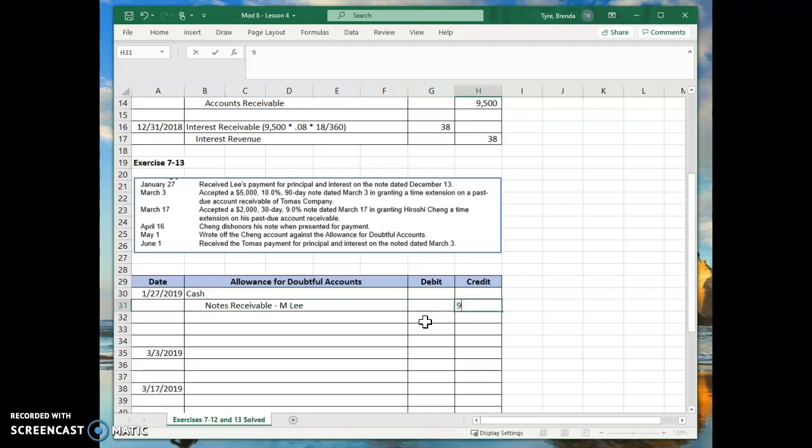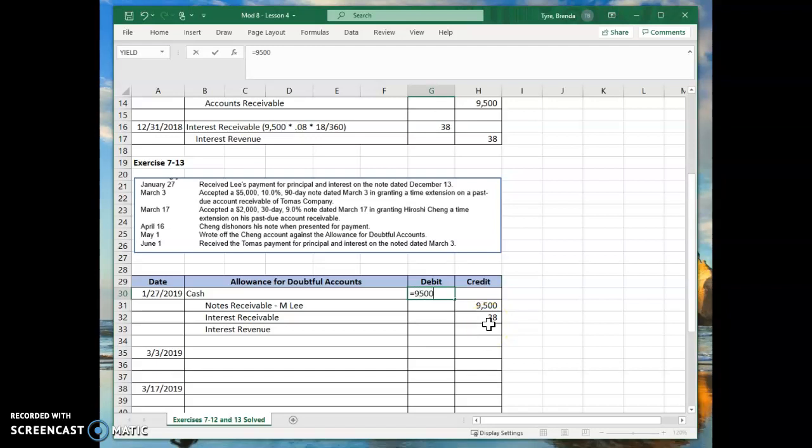Well, the note receivable was $9,500. We know that we collected the interest that we accrued up here. So that interest receivable will be $38. And then we also know that we'll have additional interest revenue from the time from January 1st to January 27th. But what we can do is we know the amount of cash that we should have collected.